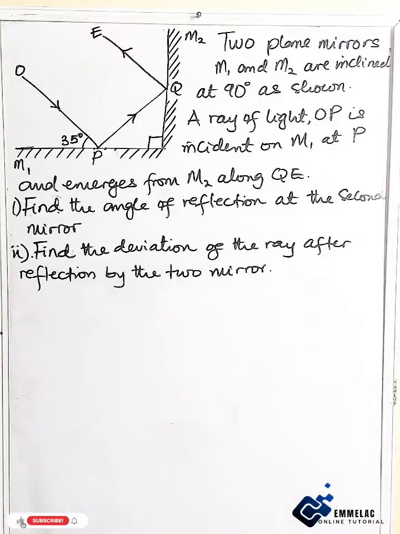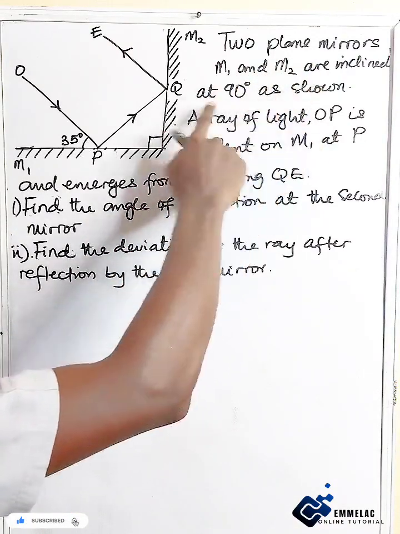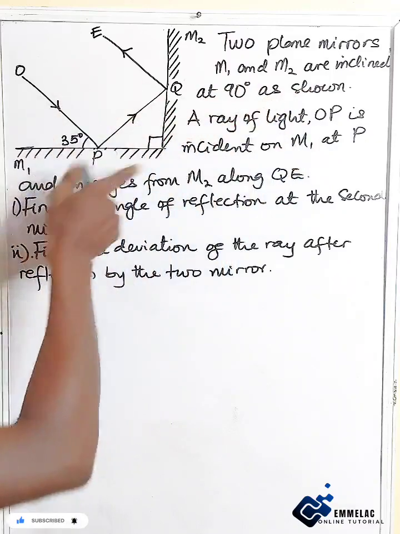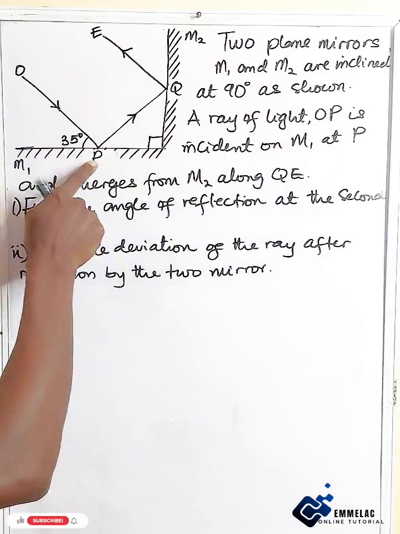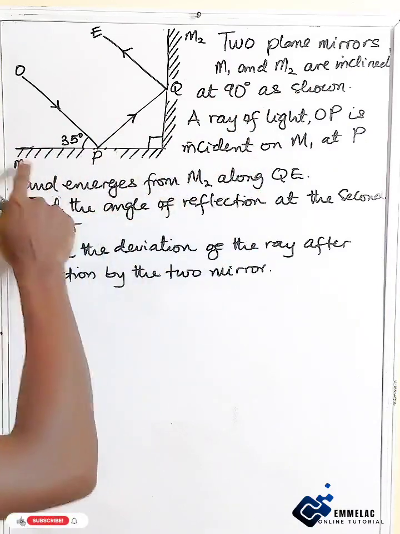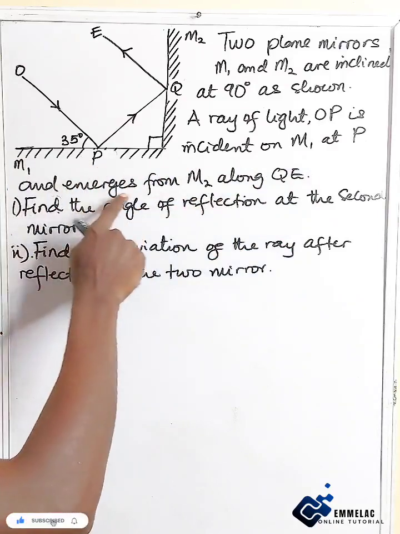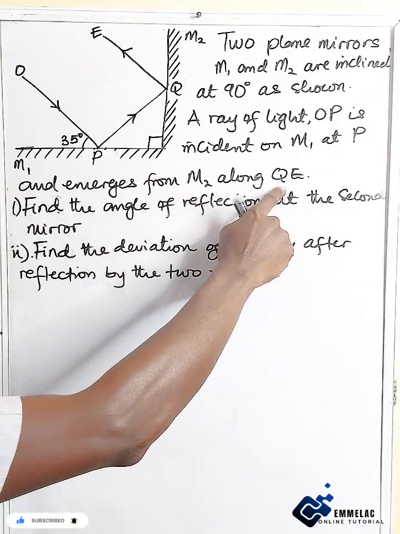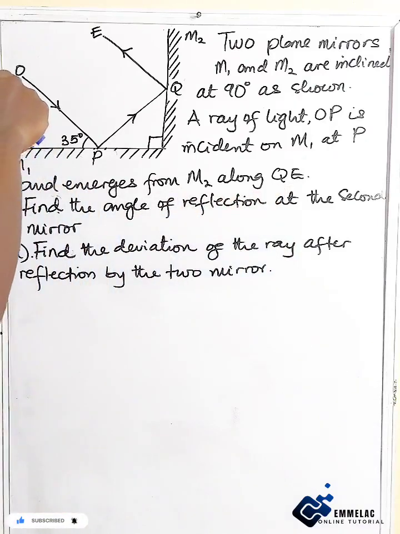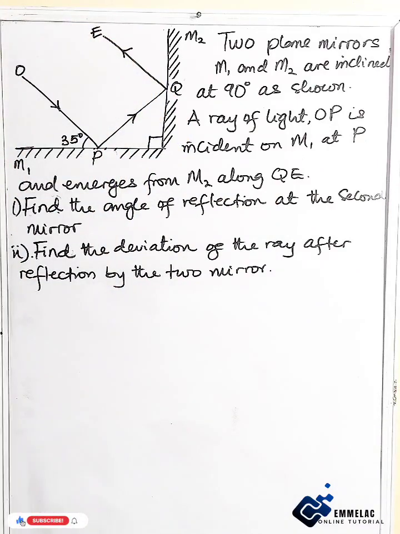Now let's look at this question. Reflection of light rays. Two plane mirrors M1 and M2 are inclined at 90 degrees as shown. Here is the diagram. A ray of light OP is incident on M1 at P and emerges from M2 along QE, which means the ray of light came here, went here and left that way.